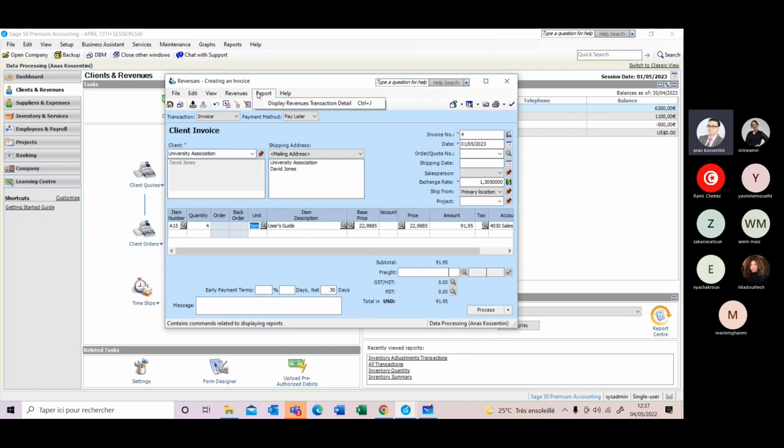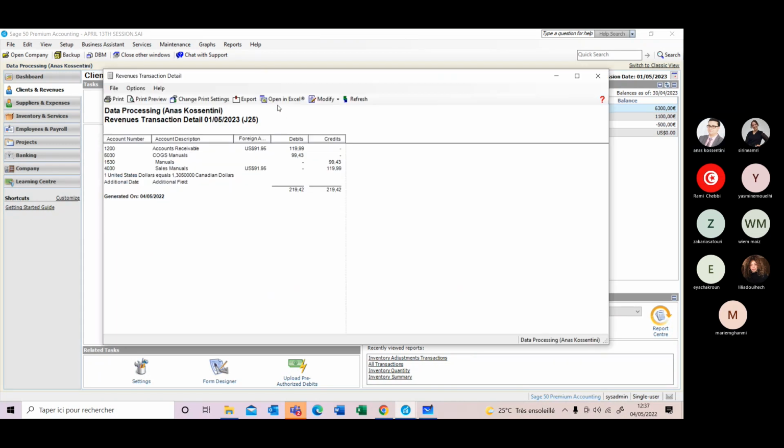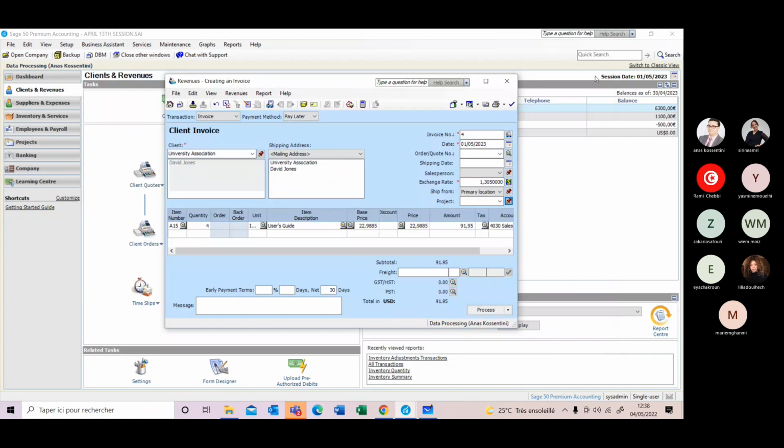And you can see report display revenue transaction detail. Make sense? And in the same transaction that we know, but it's recorded using what? The USD. Okay, and I call it is 1 United States dollars equals to 1.305 Canadian dollars. Yeah, guys, is it clear?